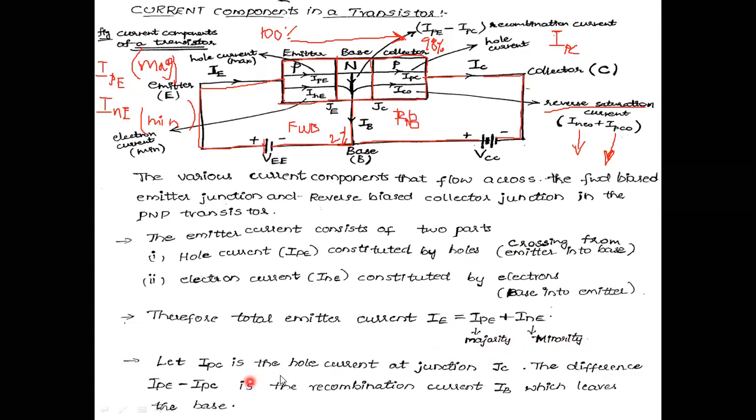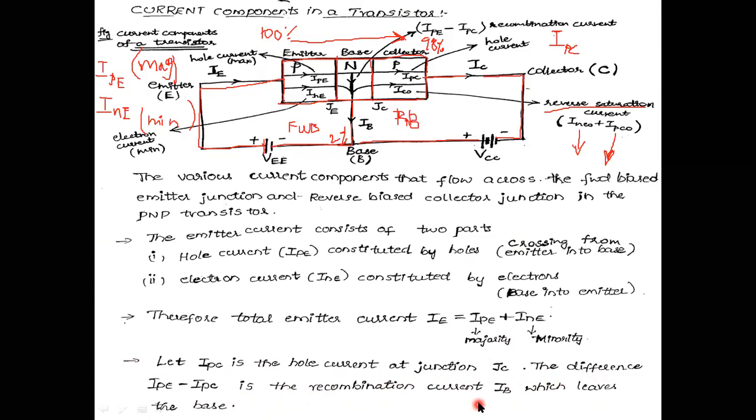Let IPC be the whole current at the junction. We take IPC as the hole current at the junction. This is the junction. Across the junction, IPC is the hole current at junction JC. The difference between IPE minus IPC is the recombination current.